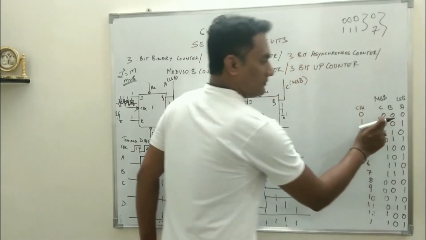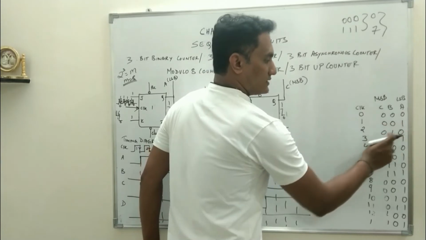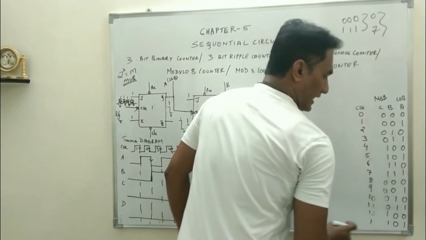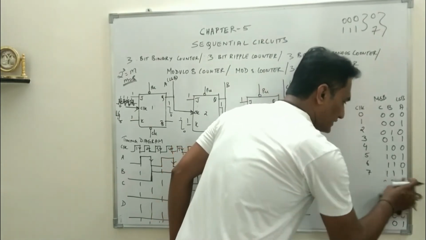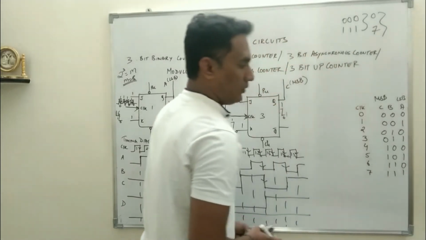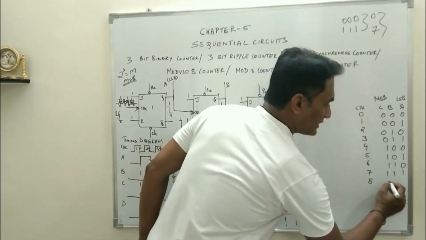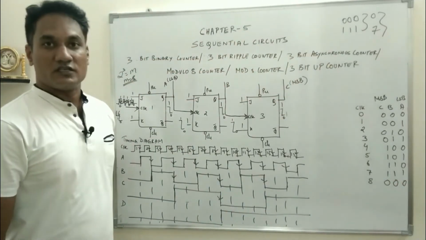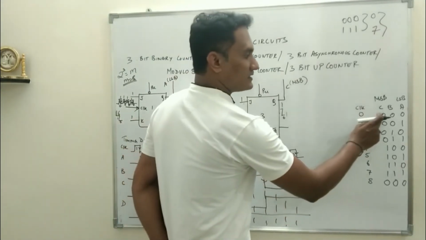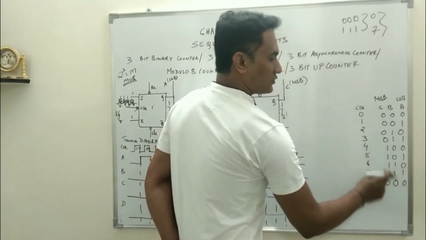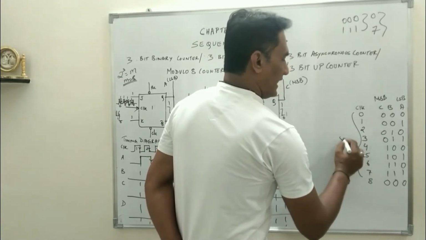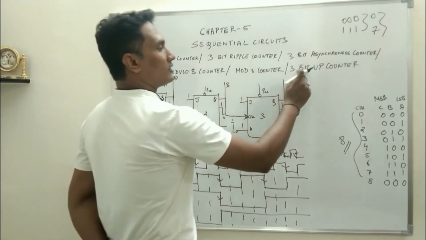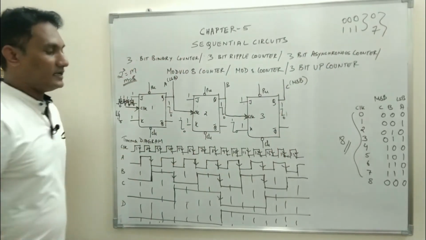So the count will start from 000, 001, 010, 011, 100, 101, 110 and 111. At the end of the 7th clock pulse the state of the circuit will be 111. At the end of the 8th clock pulse, the circuit will again go back to its initial condition, that means it will be 000. So the total number of discrete states is 8. Therefore it is called a modulo 8 counter, mod 8 counter, or 3-bit up counter, or whatever name you have to specify.